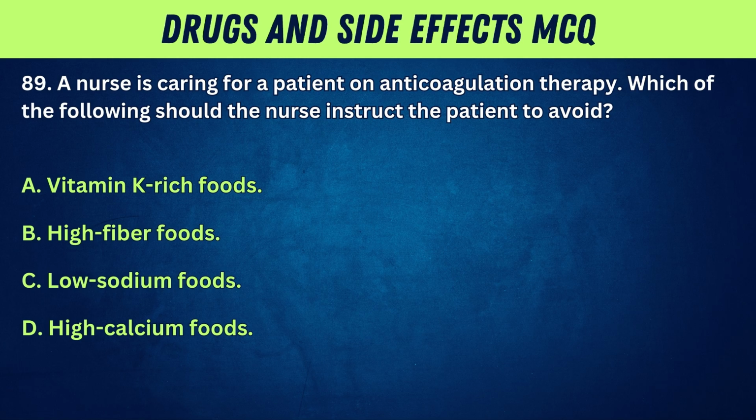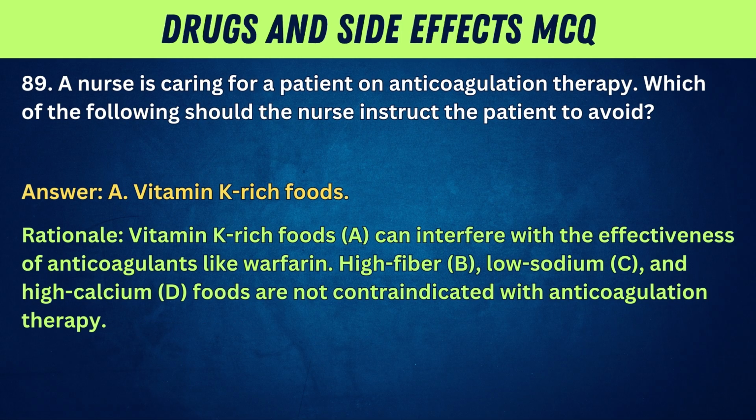Which of the following should the nurse instruct the patient to avoid? A. Vitamin K-rich foods. B. High-fiber foods. C. Low-sodium foods. D. High-calcium foods. Answer: A. Vitamin K-rich foods. Rationale: vitamin K-rich foods can interfere with the effectiveness of anticoagulants like warfarin. High-fiber, B, low-sodium, C, and high-calcium, D, foods are not contraindicated with anticoagulation therapy.